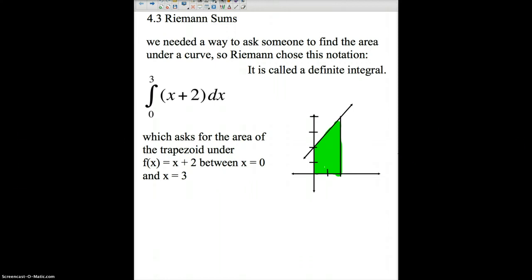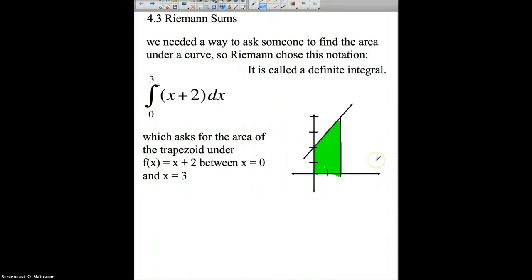In finding the area under a curve, instead of saying, please find the area under the curve y equals x plus 2 between x values of 0 and 3, he used this notation with that integral sign that we've been talking about. So this integral sign is Riemann's way of saying, find the area under this curve. So the integrand here is the curve, or the straight line in this case. And then between the values of 0 and 3, so this is the a and this is the b that we've been talking about when we talk about the interval.